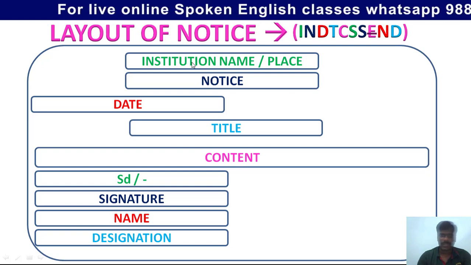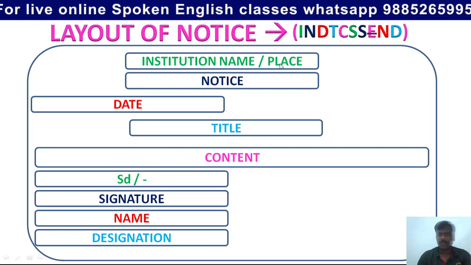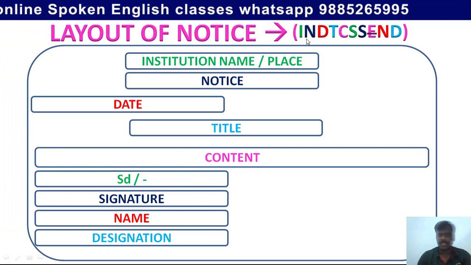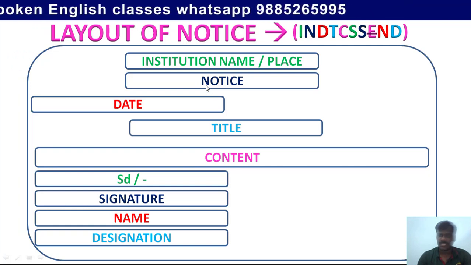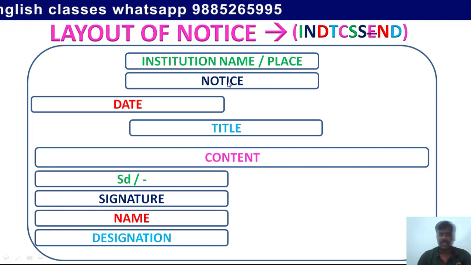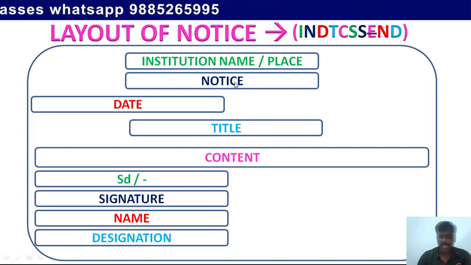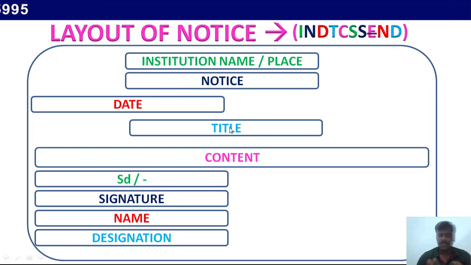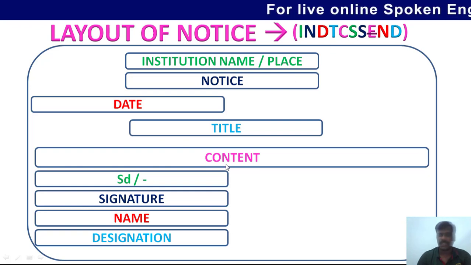Here I stands for institution name, and you can also add place. N stands for notice, that is you want to write the spelling of notice in capital letters. And D stands for date. T stands for title. You want to suggest a title according to the question. C stands for content, that is the matter. We will see it in the model notice.